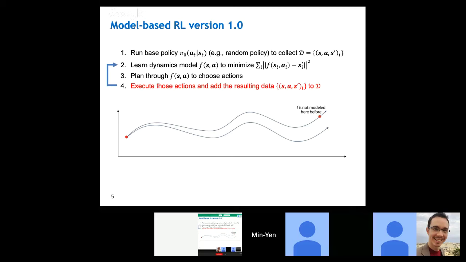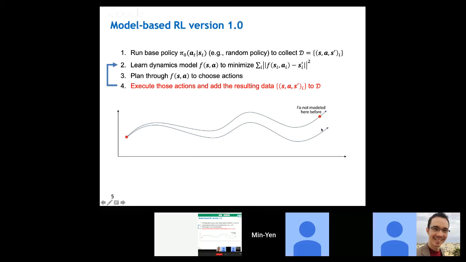Instead of just relying on the previously collected data set, we will execute these actions, but at the same time, we will add the resulting data back to the original data set. So it's similar to DAgger. We try to make the data distribution aligned to the model itself. But there are also some problems, because normally we will execute the whole trajectories before we enhance the model itself.